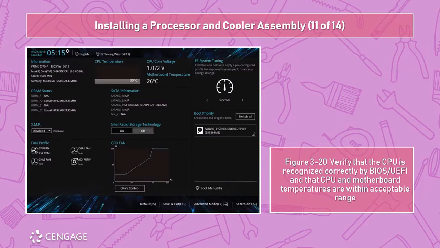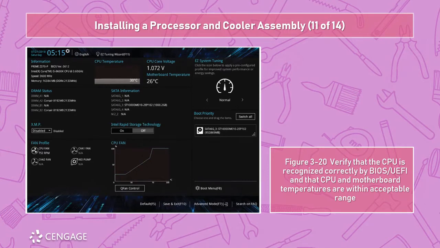So now we can see that we have the CPU installed. If we look up near the top, near the middle, we can see the CPU core voltage reading at just over 1 volt, which is pretty common. Anywhere from about 0.98 to 1.1 is usually pretty common. Motherboard temperature is reading at 26 degrees Celsius.